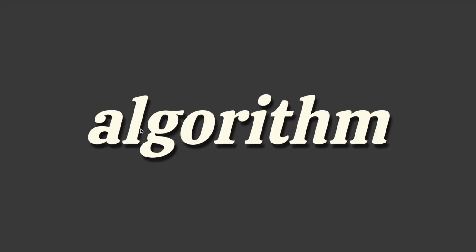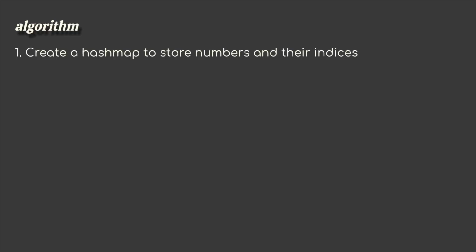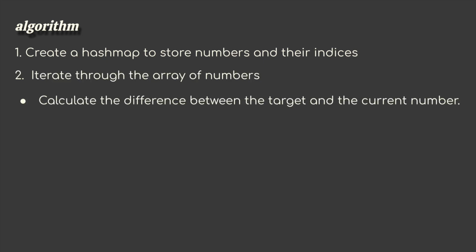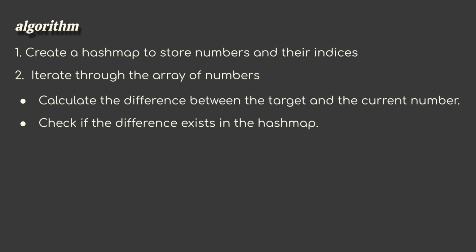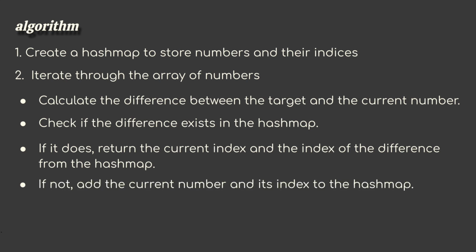The algorithm we're going to use works as follows. We create a hash map to store numbers and their indices. We iterate through the array of numbers. We calculate the difference between the target and the current number. We check if the difference exists in the hash map. If it does, we return the current index and the index of the difference from the hash map. If not, we add the current number and its index to the hash map. If no solution is found, we'll return an empty list.